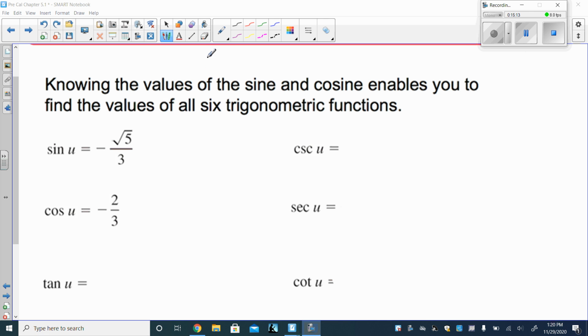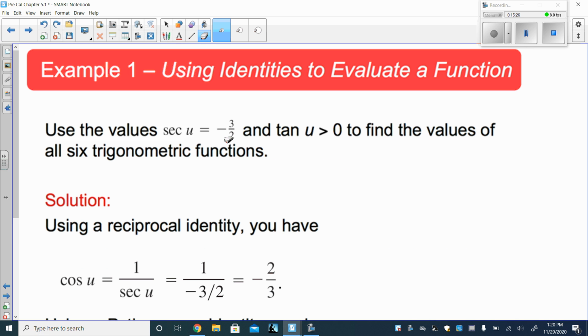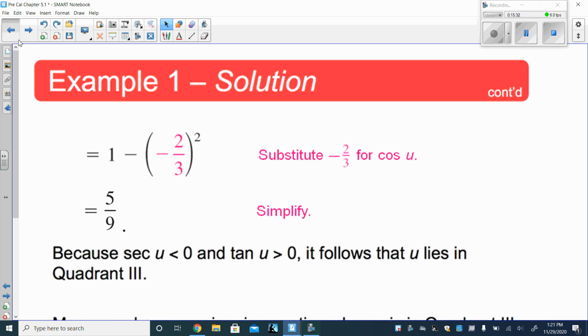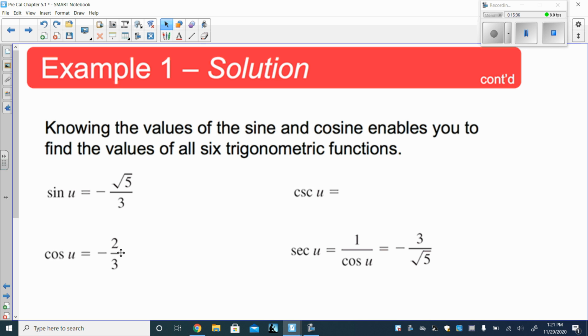Okay, now that I'm looking at this here, these slides seem to have a little bit of a mistake because we first start out with secant, which they're going to say is negative 3/5. Well, we know that's not right because secant of u is equal to negative 3/2. Well, that's not quite right because we did find out cosine's negative 2/3. Secant's 1 over it, so it really should be negative 3/2.